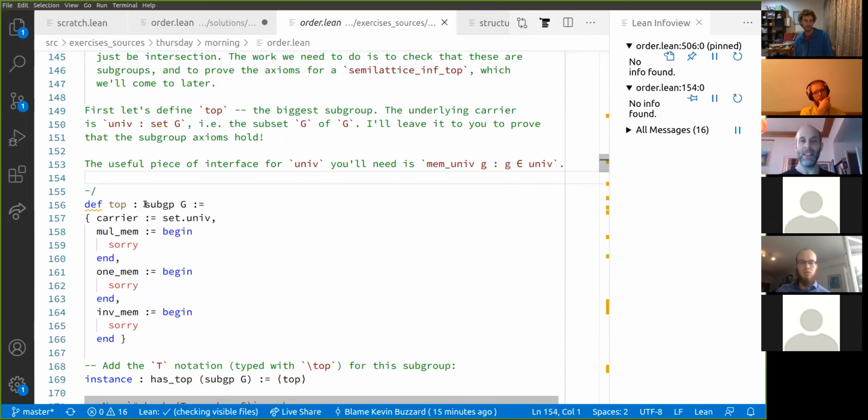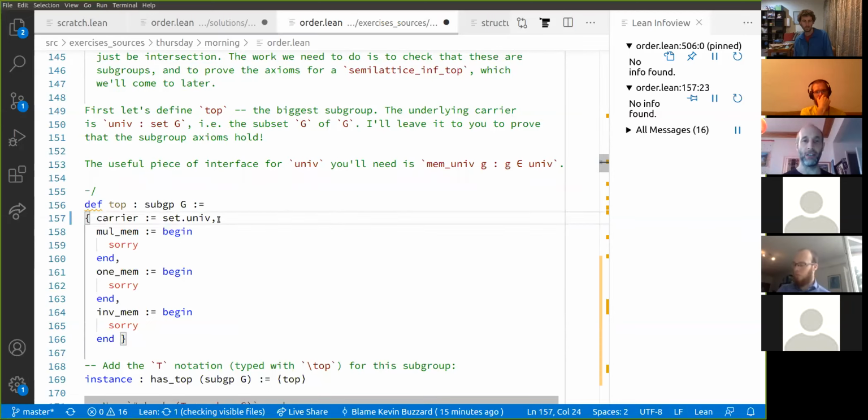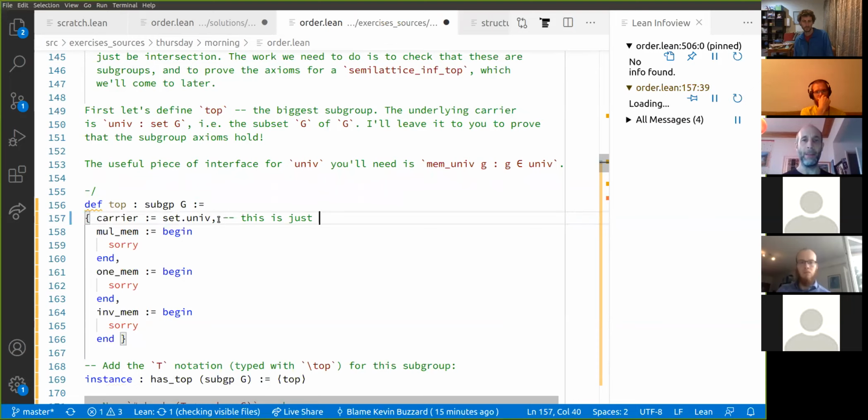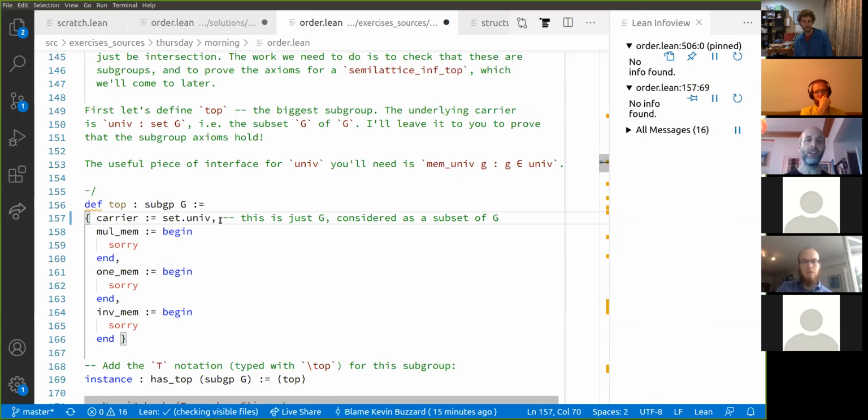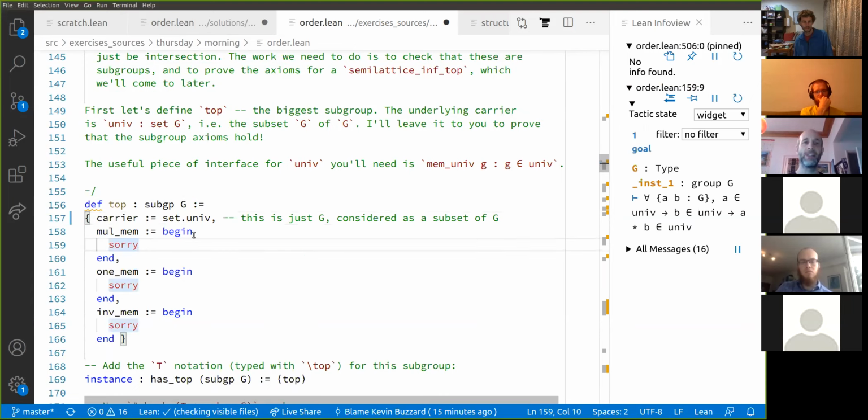Our definition of top is supposed to be the biggest subgroup of G. And so what's its carrier? Its carrier is the biggest subset of G, which, as mathematicians, we call G, but because sets are not the same as types, in Lean we call it univ, right? Set.univ is just G considered as a subset of G. There. So set.univ is the subset, but now, of course, we've got to prove that this subset is a subgroup, so we've got to check the axioms. So I leave that to you. And of course, this boils down to knowing how to prove that every element of G is in G.